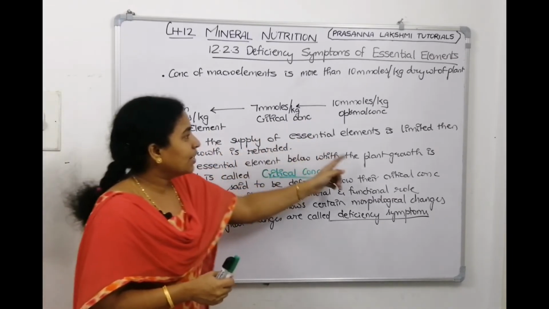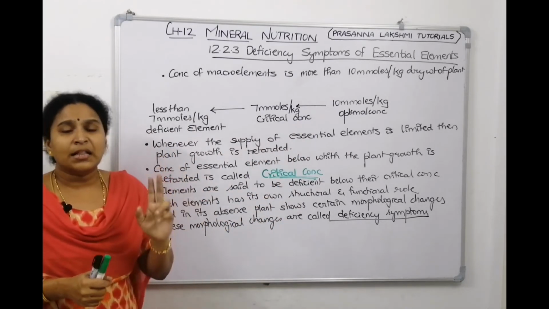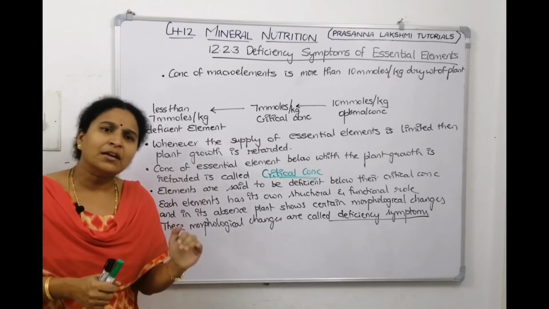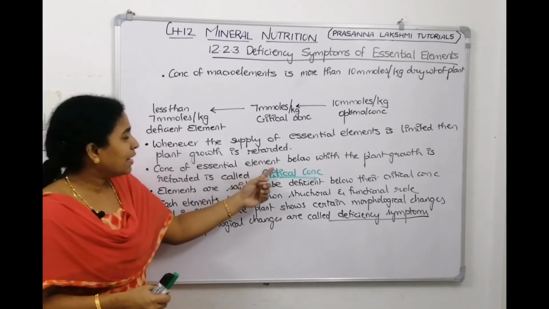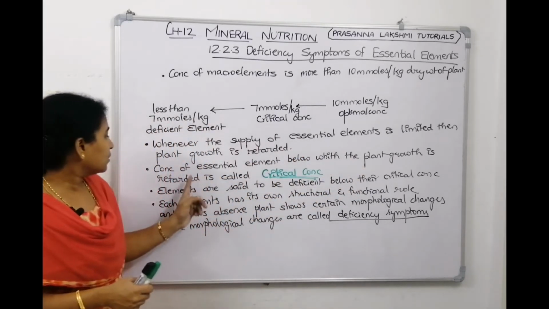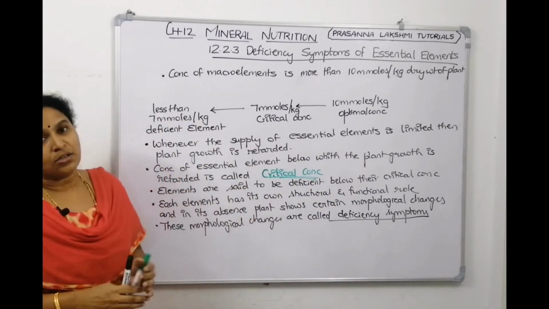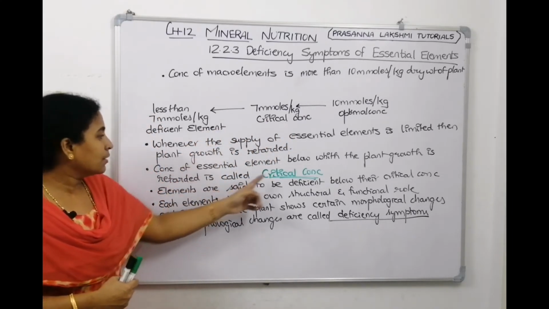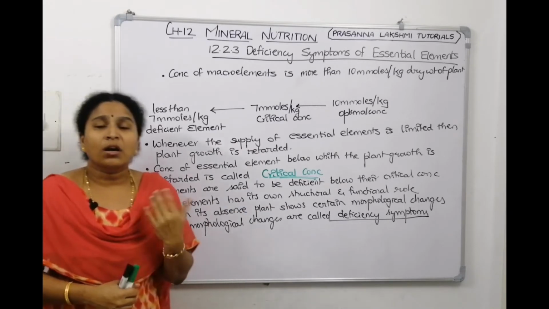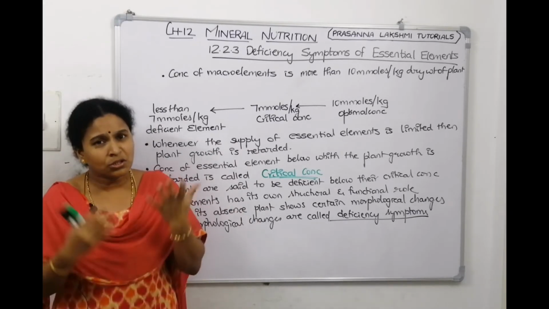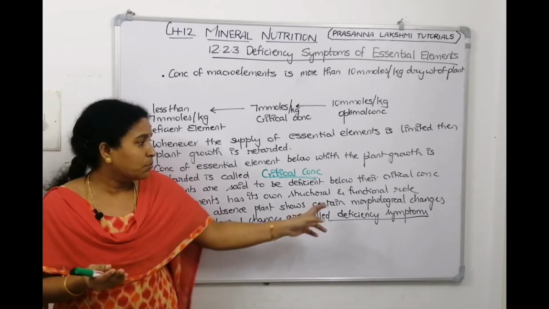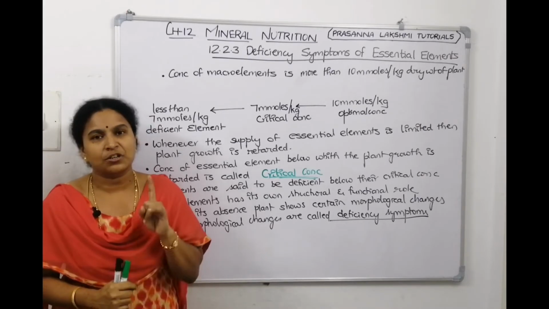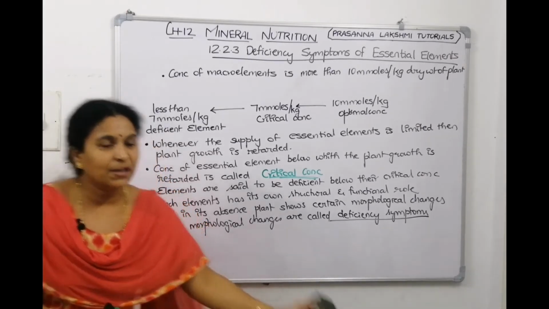Whenever the supply of an essential element is reduced or limited, the plant growth is retarded, means reduced. Essential element concentration decreased, plant growth decreased. The concentration of the element below which the plant growth is retarded is called the critical concentration. And how does the plant tell that the concentration is below critical concentration? It shows morphological changes. All these morphological changes are called deficiency symptoms. Take a screenshot. We will continue.